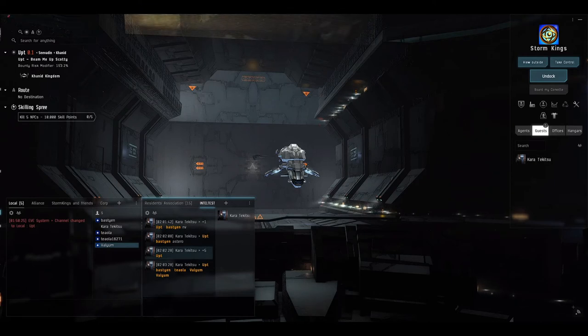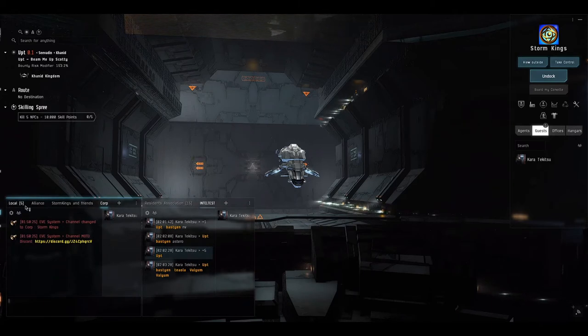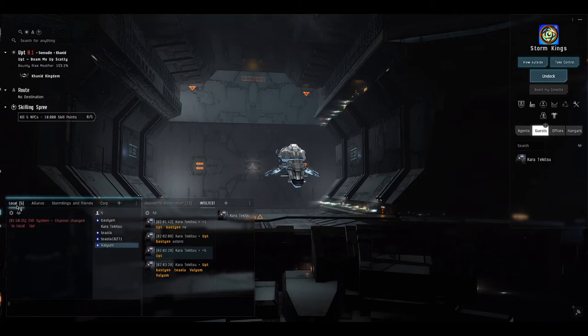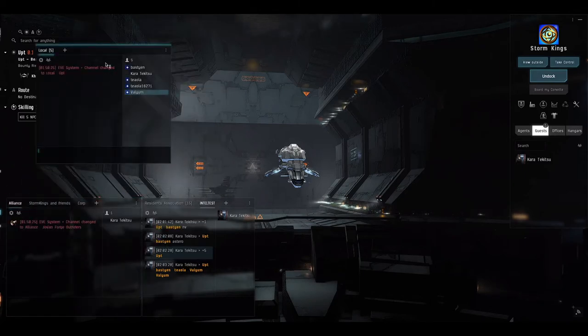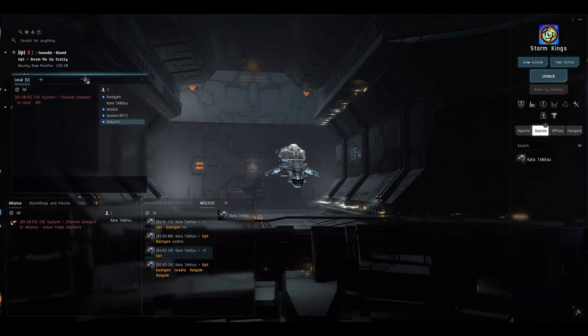But local should always be the thing that you watch. Personally, yes, I have Alliance, I have Storm Kings and Friends and Corp attached to it, which means if I switch to Corp, I lose my local visual. If I am in something that matters, I will just pop local out and keep it separate from everything else.